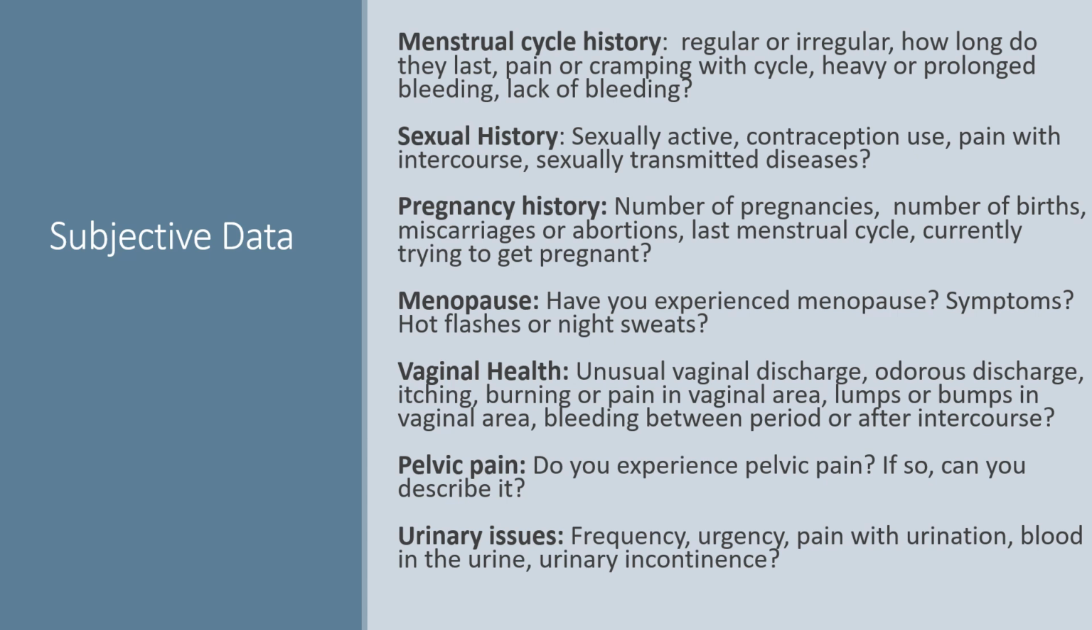Next is menopause, and you need to ask, have they experienced menopause? If so, what are their symptoms, such as hot flashes or night sweats? Vaginal health consists of unusual vaginal discharge, odorous discharge, itching, burning, or pain in the vaginal area, lumps or bumps in the vaginal area, bleeding between periods or after intercourse. You should ask the patient if they are experiencing any pelvic pain, and if so, can they describe it to you? Lastly, you should ask if they experience frequency, urgency, pain with urination, blood in the urine, or urinary incontinence.